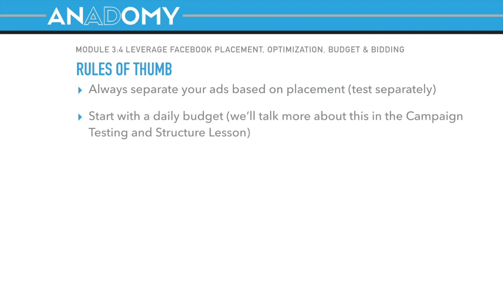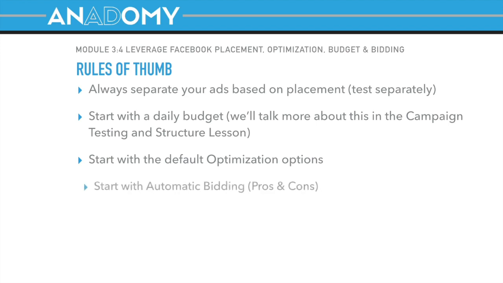Second, I would always suggest that you start with a daily budget. We'll talk more about this inside of the campaign testing and structure lesson, but as a rule of thumb, I would steer you away from lifetime budgets. Always start with default optimization settings. Once you've established a really good conversion rate that you're happy with, you can start playing around with the other optimization options, but start with the default options.